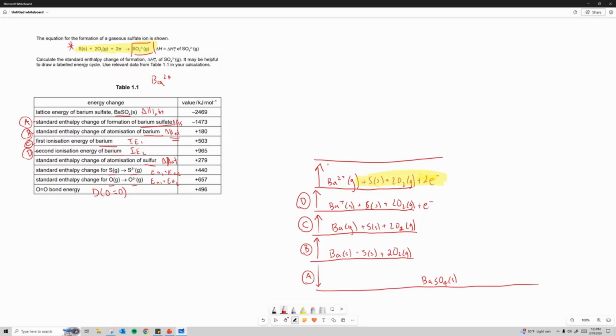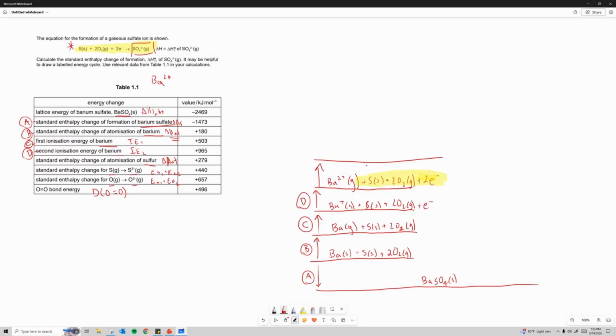So what are we going to do here? Am I going to then go ahead and use all of these, atomize the sulfur, do the enthalpy changes for the oxygen, do the electron affinity for sulfur? No, that's a lot of work that I don't need to do. Why? What I'm actually looking for is this sulfur plus O2 gas plus 2 electrons, turning into sulfate.